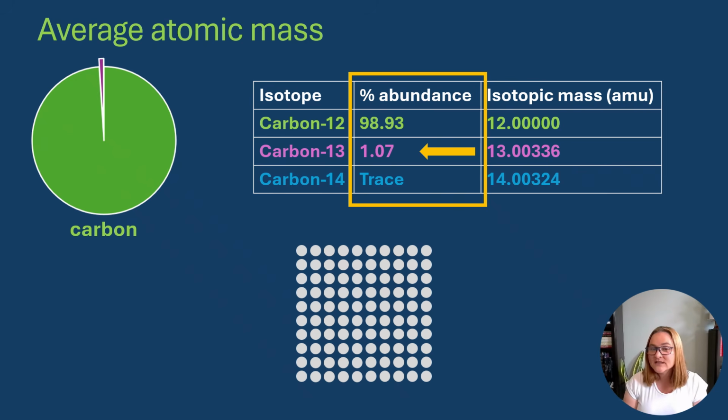Rounding down, this roughly 1% means that for every 100 parts, or my gray circles, exactly one of them is going to be carbon-13. The other 99 will be attributed to carbon-12. Carbon-13 atoms will make up one part of the 100 total parts, and carbon-12 atoms will make up 99 parts of the 100 total parts.